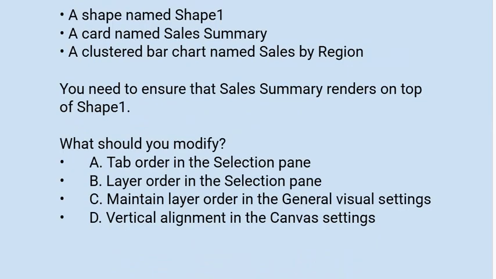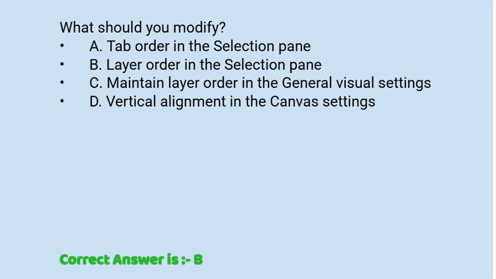Option A, tab order in the selection pane. Option B, layer order in the selection pane. Option C, maintain layer order in the general visual settings. Option D, vertical alignment in the canvas settings. Correct answer is option B.